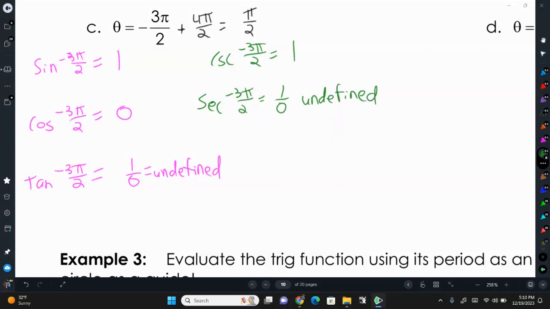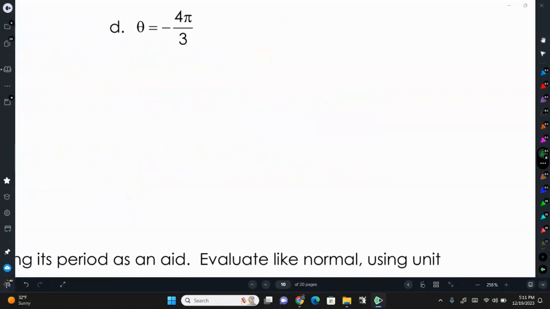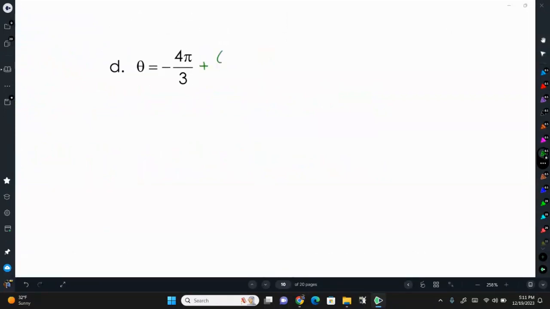And now cotangent, you may be saying, well, how can I do an undefined? How can I flip that? Well, we can flip our tangent here. So our cotangent of negative 3 pi over 2 is going to be 0 over 1, which is 0. Then our last one for this example, negative 4 pi over 3. Again, I'm going to add 6 pi over 3 to make it a positive angle that's on the unit circle. That just, again, helps me. You don't have to do that.